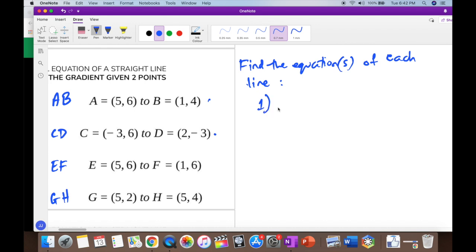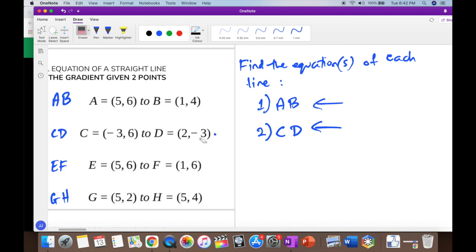The first one is the line AB, and you're given the points A and B. And the second one is the line CD. You're given the point C and the point D. So these are 2 different lines, by the way, so they don't have anything to do with each other. These are 2 different questions, and I have a reason why I'm giving you these 2 questions here.